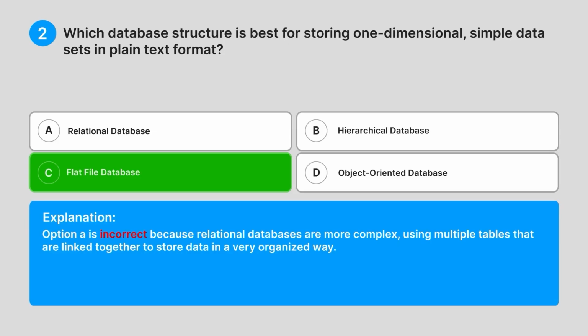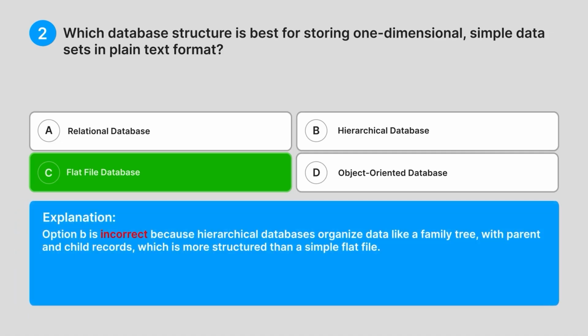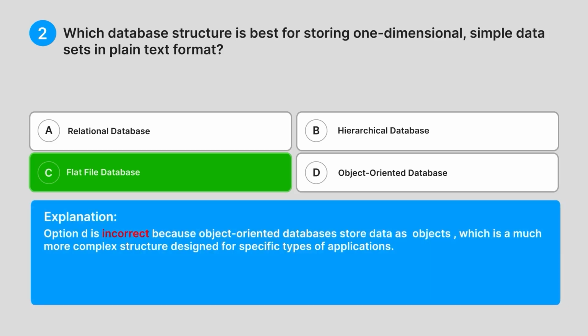Option A is incorrect because relational databases are more complex, using multiple tables that are linked together to store data in a very organized way. Option B is incorrect because hierarchical databases organize data like a family tree with parent and child records, which is more structured than a simple flat file. Option D is incorrect because object-oriented databases store data as objects, which is a much more complex structure designed for specific types of applications.